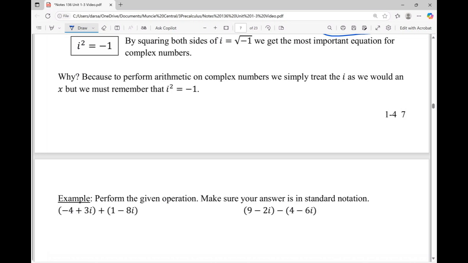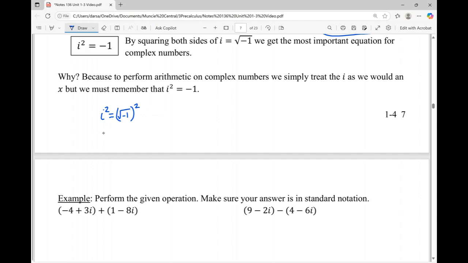Let's take a minute and go back to our definition of the imaginary unit. Remember, what we said was that i is equal to the square root of negative 1. So when we take the square root of a negative number, that is equal to i. So what I'm going to do now is take this basic definition and do some algebra by squaring both sides.